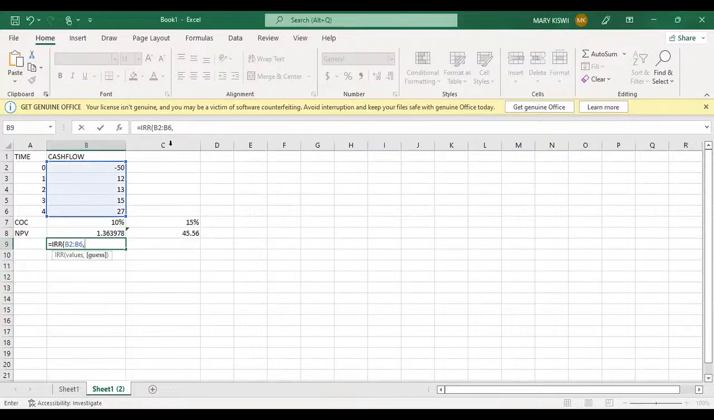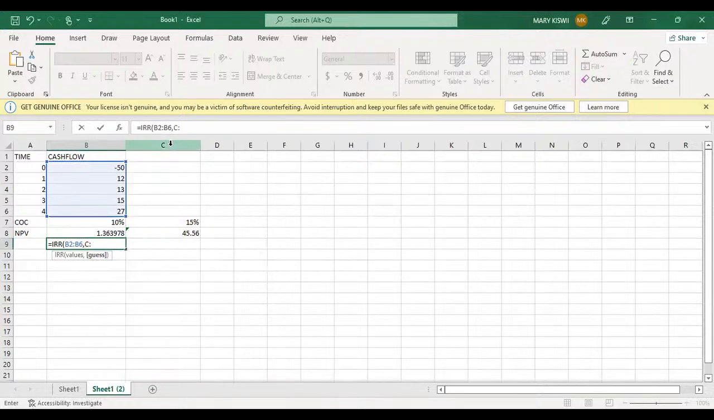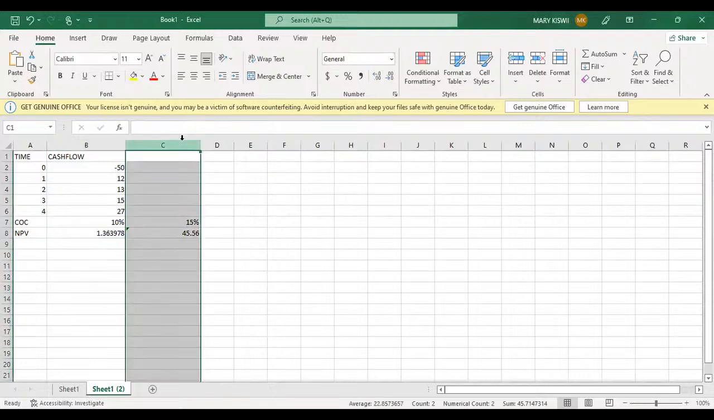I think that one you simply need to close brackets. Okay, so what you do, escape first. Escape, because already, you start from scratch. Now write IRR.